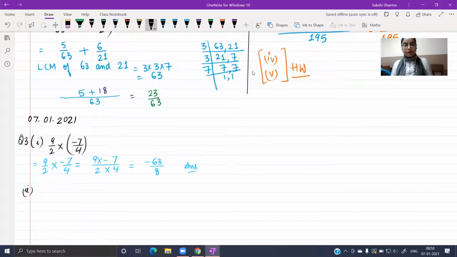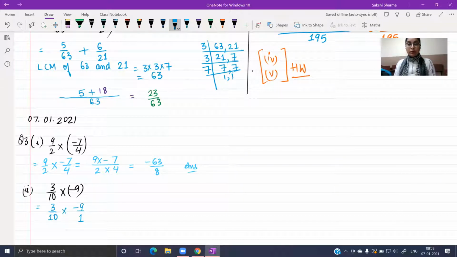Second part, you have 3 by 10 multiplied with -9. This is given to be in a bracket. I'm going to write -9, which is an integer, in the form of a rational number. So -9 can be written as -9/1. This is something you might have needed in the fifth part also. In question number 2, where you had 6 only, you would have written it as 6/1 to perform the subtraction or addition, whatever was given.